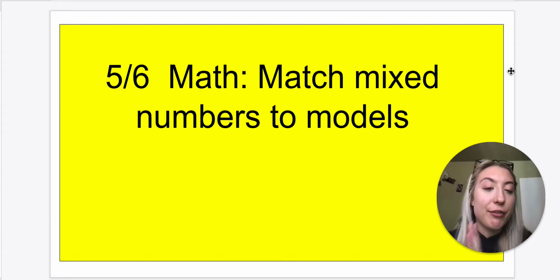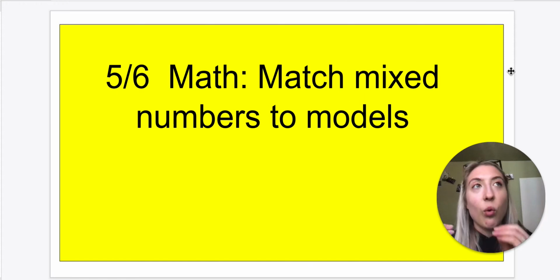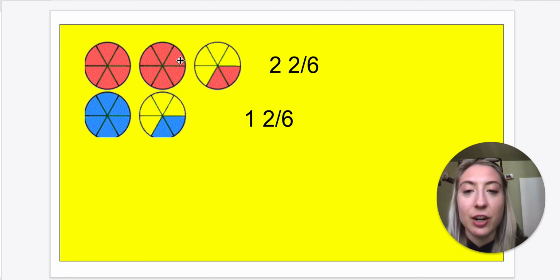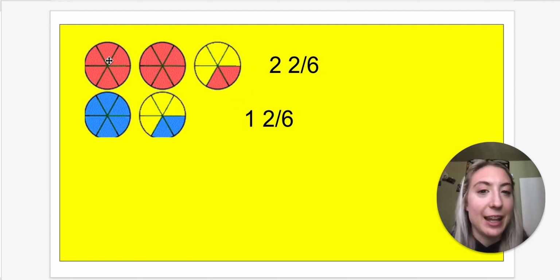So we're going to have the fraction models and we have to figure out what is the correct fraction. So let's go over this a little bit. Here, I gave you the answers right away, but we'll go over it more in depth.